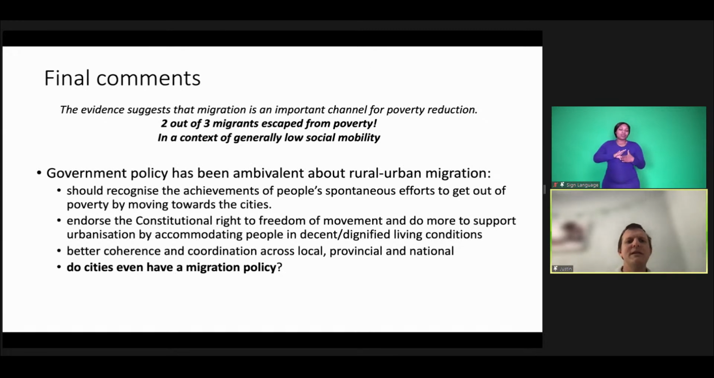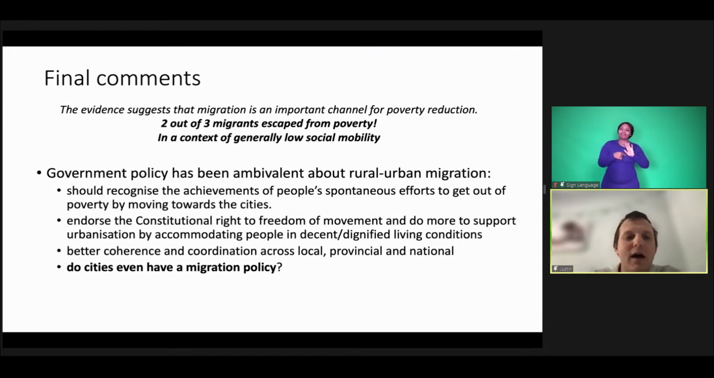So just to comment, 2 out of 3 of the migrants who were in poverty in wave 1 had escaped from poverty by wave 5. So this is quite a remarkable indicator of progress. And so it's important that we reflect on government's policy being fairly ambivalent about migration.